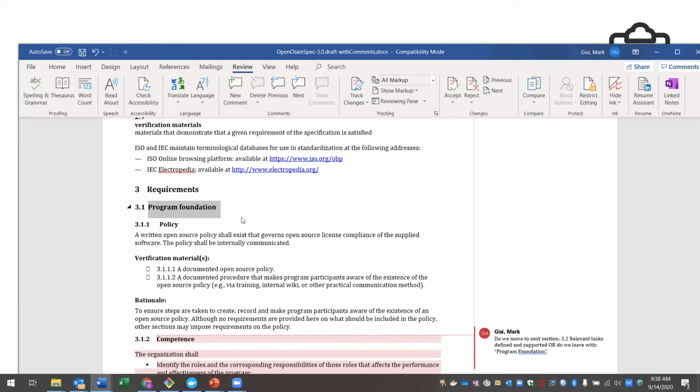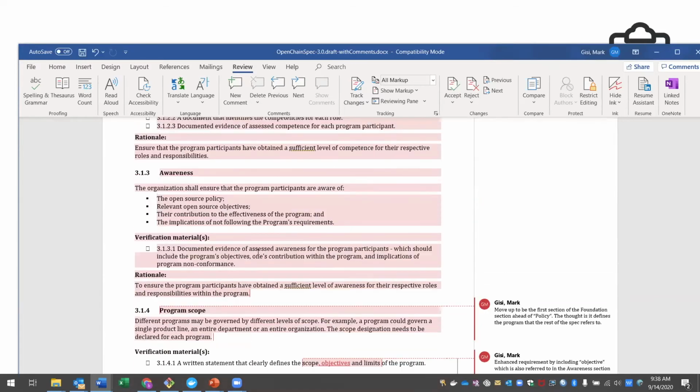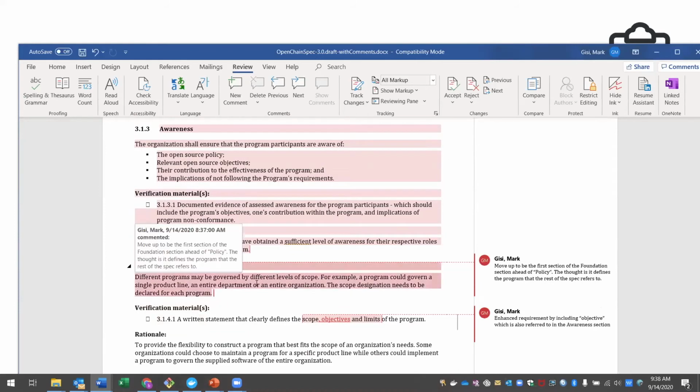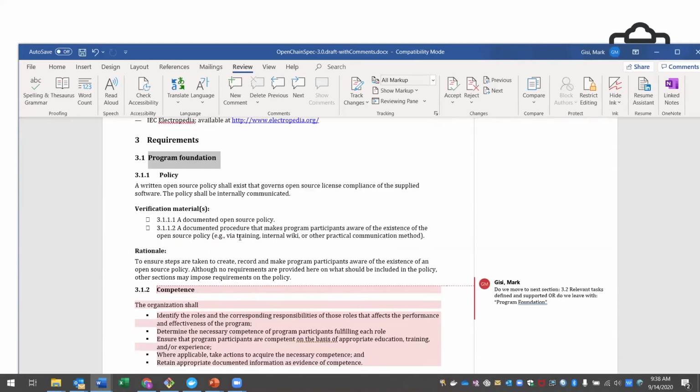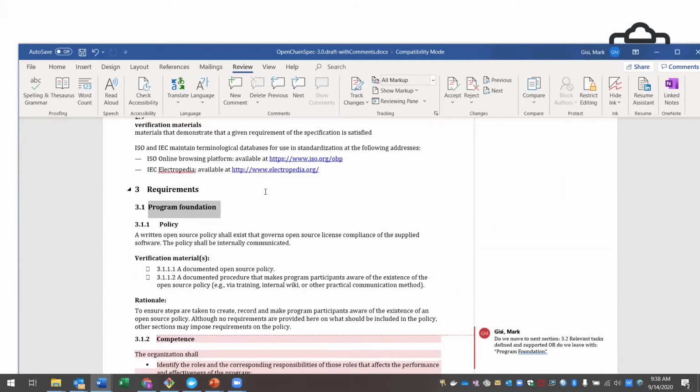So do you believe that if we move the program scope up, it would have a negative impact on? Okay, but you're thinking that the policy is then the policy for that program scope. Correct, rather than a complete organizational policy. That is very high level. Okay, then that's fine. Yeah, and I think that's important.